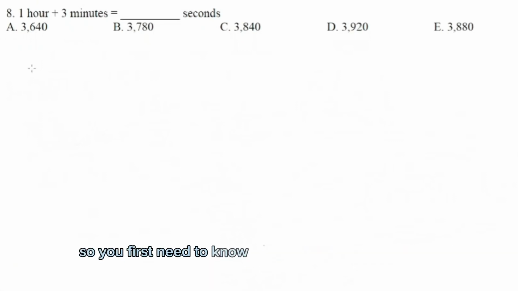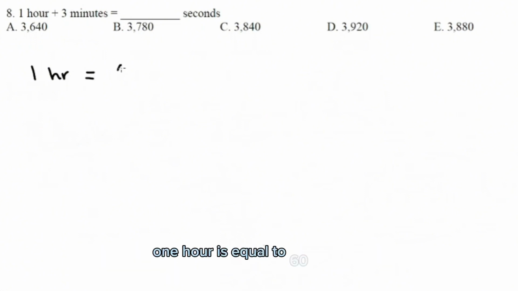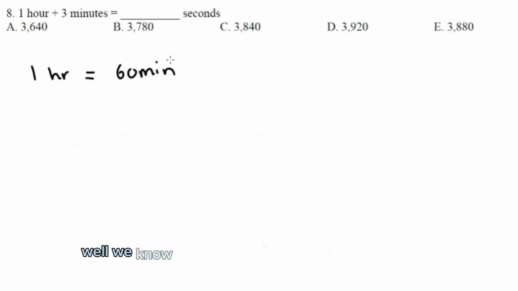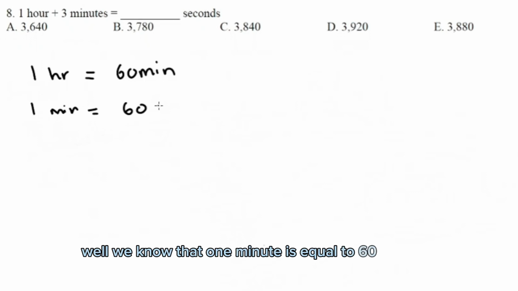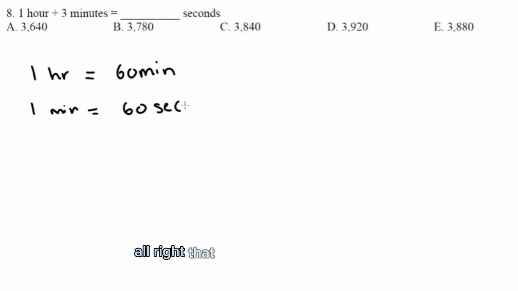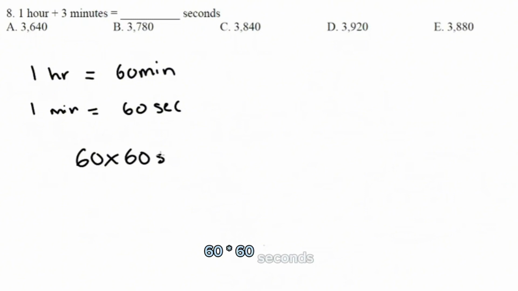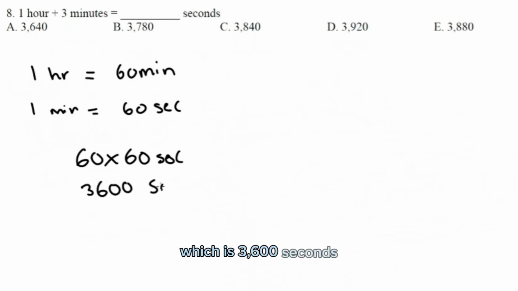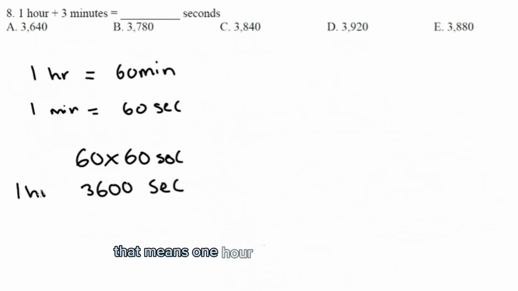Alright, so you first need to know what 1 hour is in seconds. 1 hour is equal to 60 minutes. But what is 60 minutes in seconds? Well, we know that 1 minute is equal to 60 seconds. Alright, that means 60 minutes is just 60 times 60 seconds, which is 3,600 seconds. That means 1 hour equals 3,600 seconds. And so now we know what the 1 hour is.